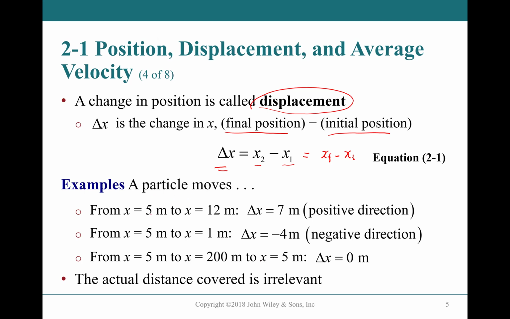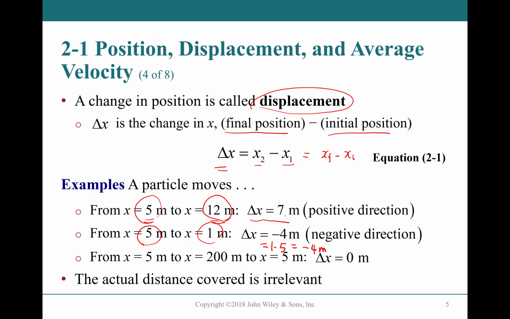If we have a particle move from 5 to 12, how to calculate displacement? You have initial is 5, you have final is 12, so the displacement is 7. And here we have initial is 5, final is 1, then our displacement should be 1 minus 5. That's why we have this negative 4 meters. And usually our unit for displacement, since it's a measurement of a length, is meters.